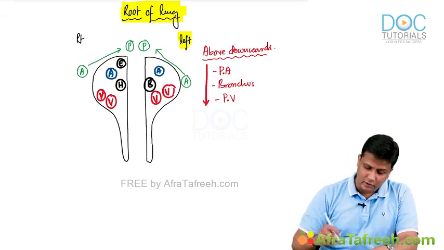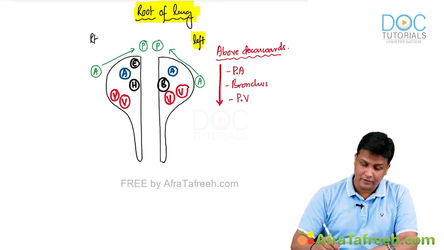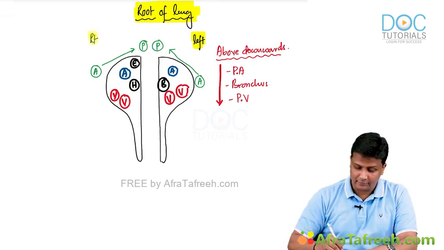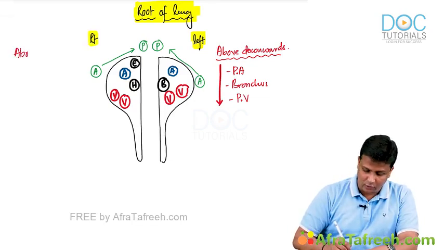Now similarly, let us write what are the structures arranged above downwards in the root of the right lung. So in the root of the right lung, how are the structures arranged above downwards?